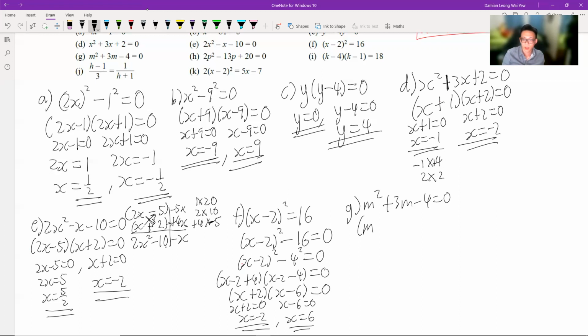So just put m minus 1, m plus 4. Just put accordingly. Then I get either m minus 1 is 0, m is 1, or m plus 4 is 0, m is negative 4. Okay, that's part G. It's quite straightforward.